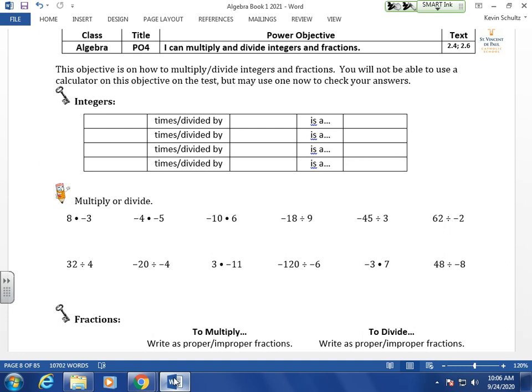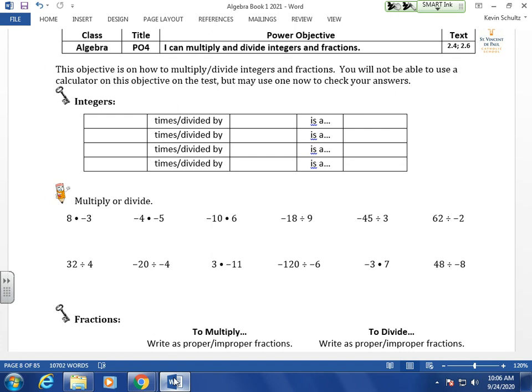In algebra, we're doing PO4, multiplying and dividing integers and fractions. That's where our focus is going to be today. And really, the multiplication and division, this is going to be kind of a theme as we work through things in pre-algebra. We'll start with addition and subtraction and then move to multiplication and division. The multiplication and division is actually a little bit easier because it turns out there are fewer rules for that.